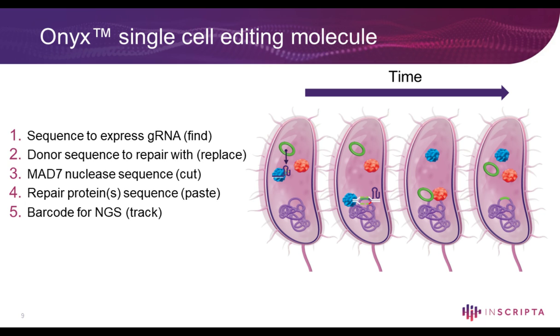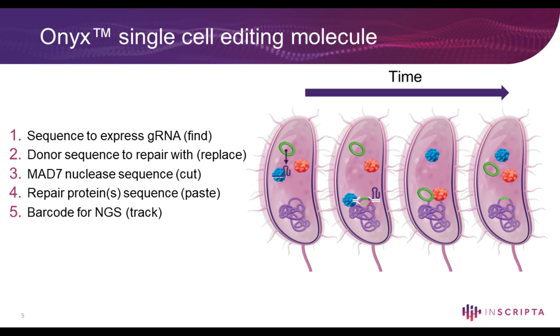The ease of use and the performance is also enhanced by our very unique editing reagents that consist of all components that are required to deliver a successful editing reaction, including a guide RNA, a donor template, repair proteins. We also have a proprietary MAD7 nuclease, which is of the Cas12a family, and the barcode. So this is a complete solution, and it is episomal, so it does not require any background modification of your cells, say, integrating the nuclease or the barcodes.